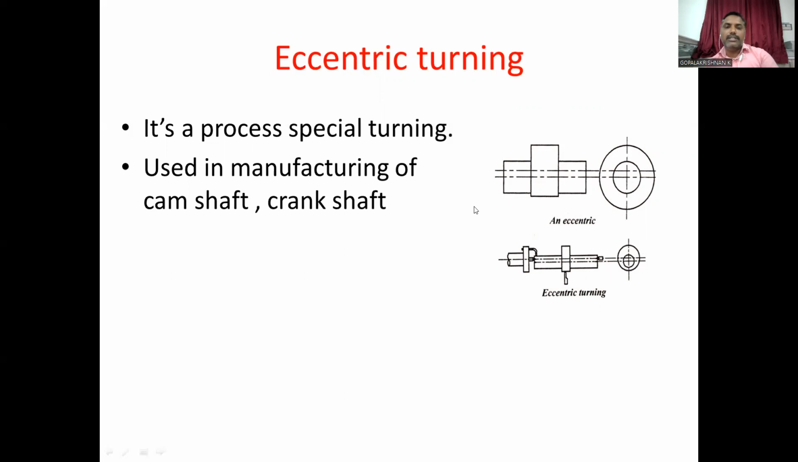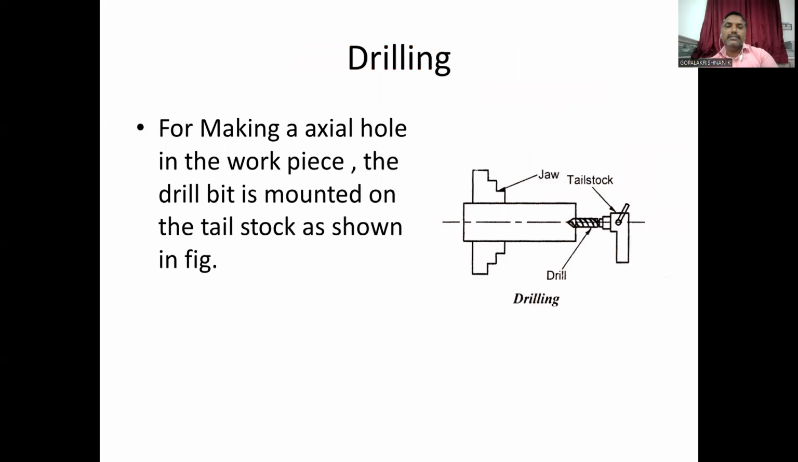Then the next operation, drilling. For making an axial hole in the workpiece, the drill bit is mounted on the tailstock. It is given in this figure. Here are the three jaw chuck and the tailstock. The drill bit is attached in the tailstock, so it makes the hole in the workpiece. It is the drilling operation.